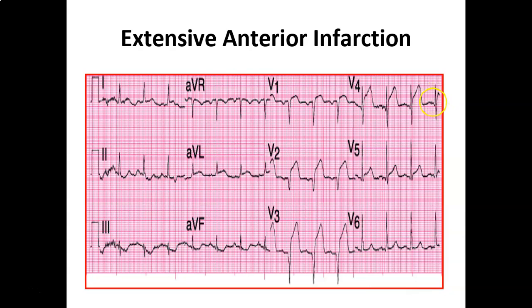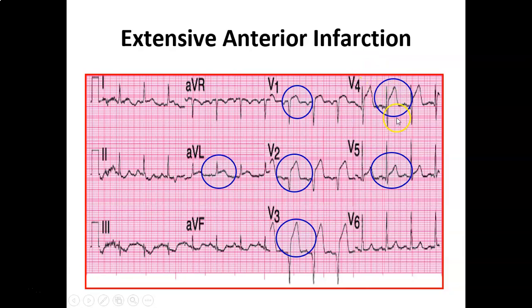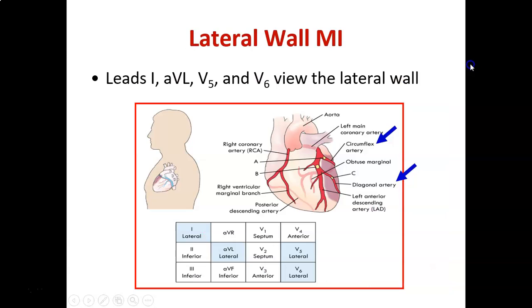Look here, can you find ST segment elevation? Yes. These are ST segment elevations in V1, V2, V3, V4, V5, even AVL. So this is quite extensive, not only the anterior wall, which is V3 and V4, but also septum and the lateral. So we may call it extensive anterior myocardial infarction.